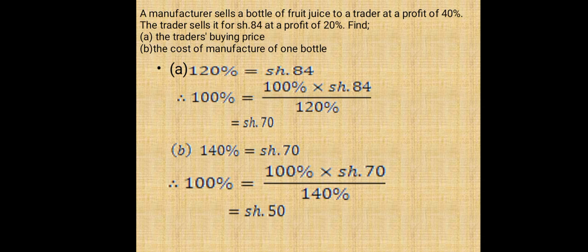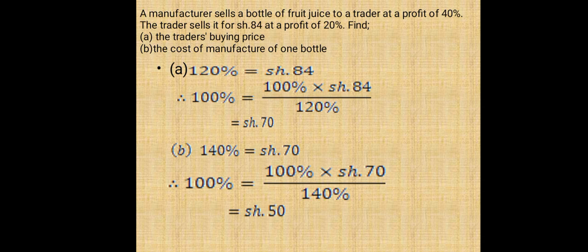A manufacturer sells a bottle of fruit juice to a trader at a profit of 40%. The trader sells it at 84 shillings at a profit of 20%. Find the trader's buying price.